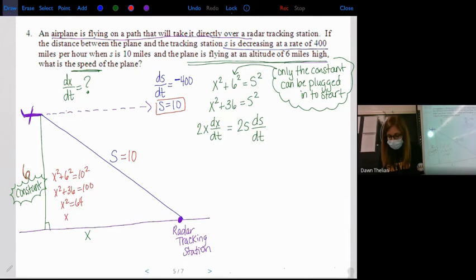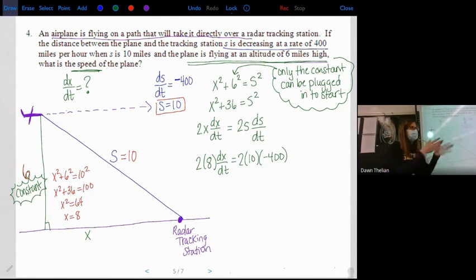That even though x is a variable, when we take the snapshot when s is 10, the x also has to be an 8. And that's like a little side calculation that a lot of these related rates problems require. So it's important to know, what am I ultimately looking for? And then what am I actually going to need to get there? You might have a few little side roads to take.